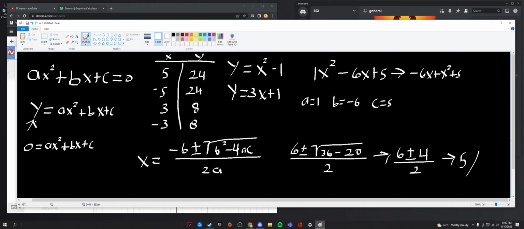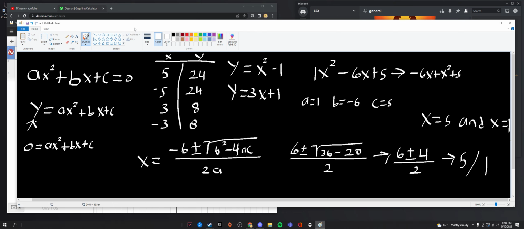And we would then have to do the subtraction term. So it would be 6 minus 4, which is 2. And then 2 over 2 is 1. Therefore, it's not x equals 5 or 1. It's x equals 5 and x equals 1.